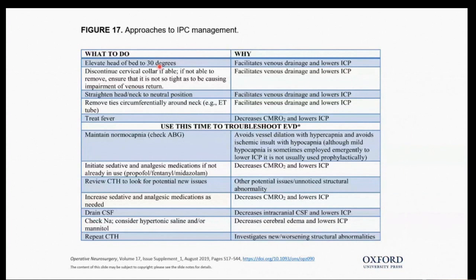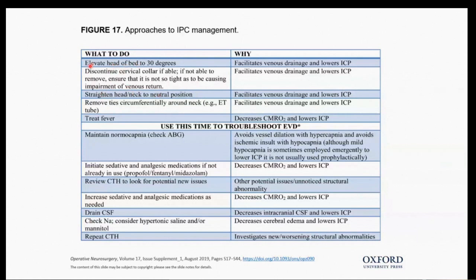This is from your textbook: elevate the head of the bed 30 degrees, and this is to improve the venous drainage and lower the ICP. You have to remove any neck collars, especially in our hospital. We don't have fixation devices for the endotracheal tube, so they will put some gauze around the neck and tighten it, and you will come and see that both jugulars are compressed for your patient, and this will increase the intracranial pressure.